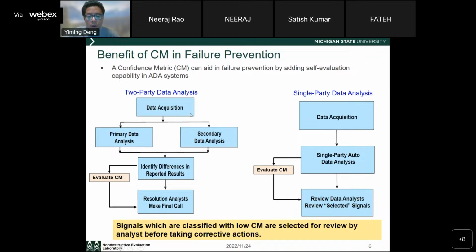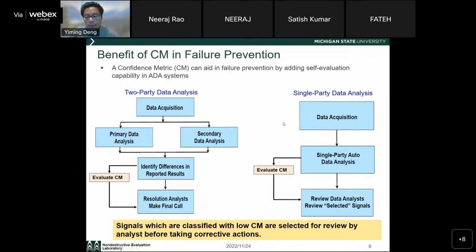This gives us more confidence to identify the difference in reported results. So you have to compare and make the final call. During that approach, it's always good to evaluate some confidence metrics there. But you are actually having a two-pass framework.